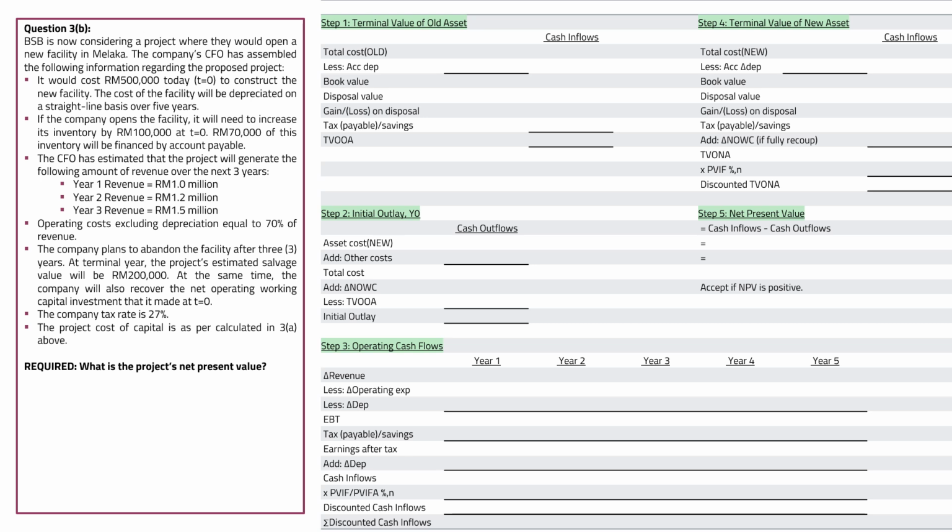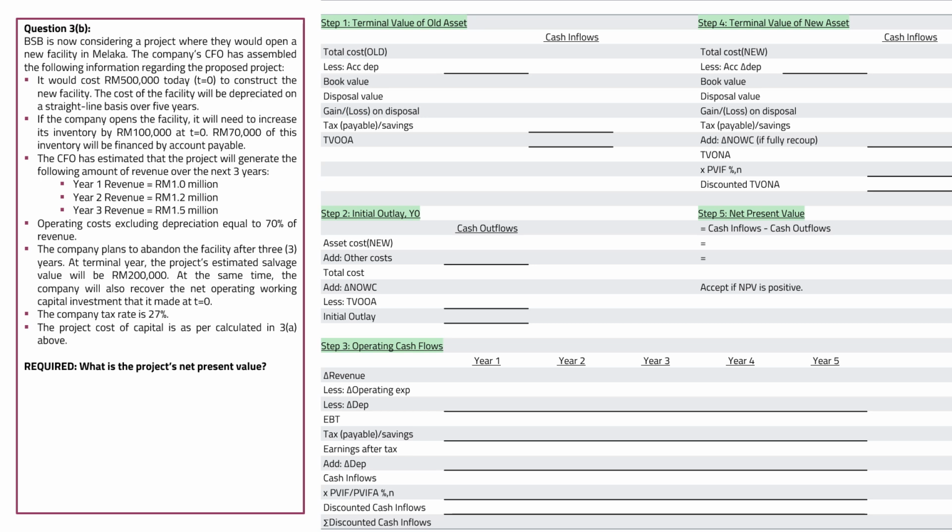This will be our final question for this topic. Question 3b. It is linked from the previous one. BSB is now considering a project where they will open a new facility in Malacca. The company's CFO has assembled the following information regarding the proposed project.